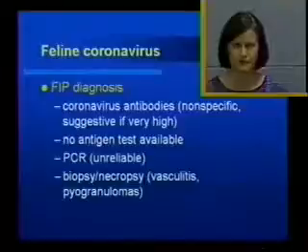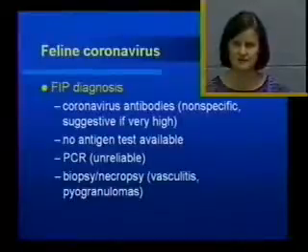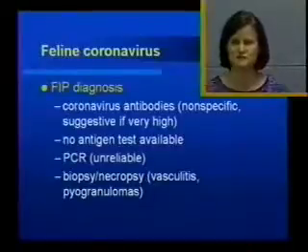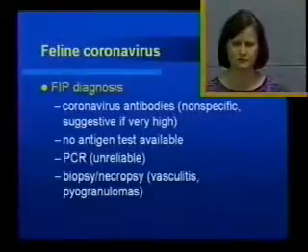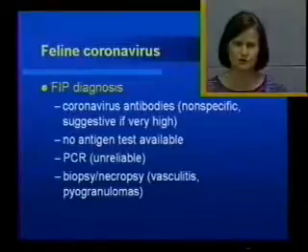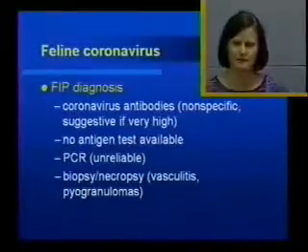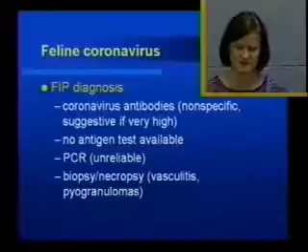There is no virus or antigen test available at this time. PCR for the virus nucleic acid sequences is available and is quite controversial, and most researchers feel that this test is still unreliable for distinguishing the pathogenic form of coronavirus from the non-pathogenic form. And biopsies or necropsy should also be performed because there are characteristic biopsy findings of vasculitis and pyogranulomatous disease that the biopsy can pick up.